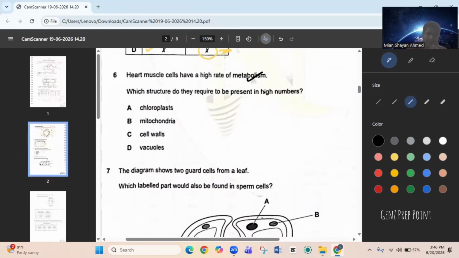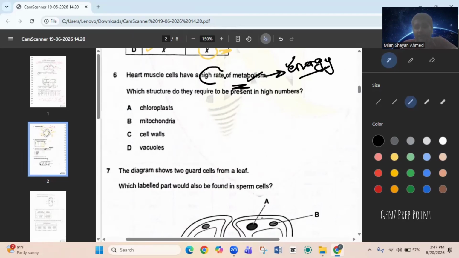So again, what is the meaning of metabolism? Metabolism is the process of creating energy. At this level, you don't need to memorize the meaning of metabolism. You will study this in the chapter of enzymes or later in transport in man. But you don't have to know the meaning of metabolism at all at this stage. Just remember, metabolism is another name for energy.